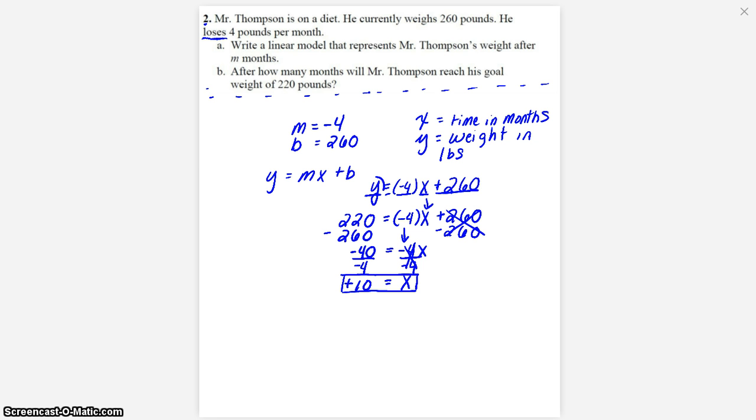It means if Mr. Thompson wants to weigh 220 pounds, then, I love these if-then statements, it's just so easy to put in. If, and then there's the question, then, and it's my answer, then it will take him 10 months.